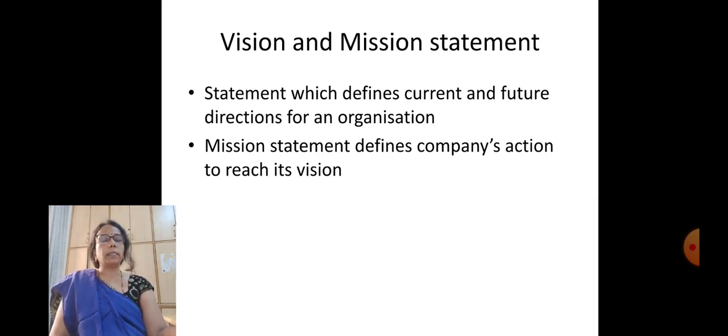According to Miller and Dess, one more definition defines vision as a category of intents that are broad, all inclusive, and forward thinking. So the definition lays stress on the broad and all inclusive intentions, and vision is a forward thinking process.